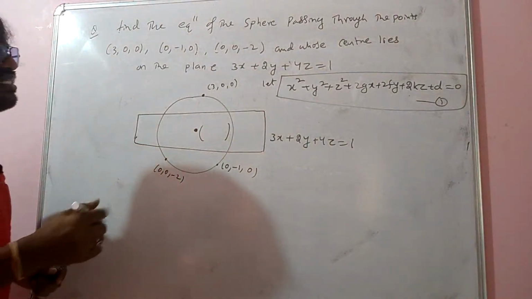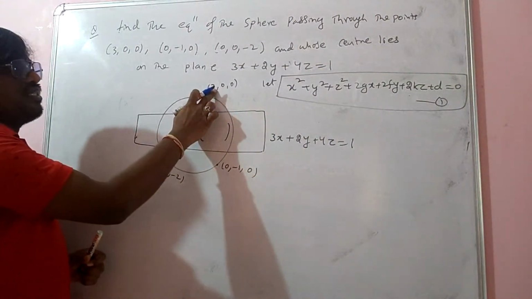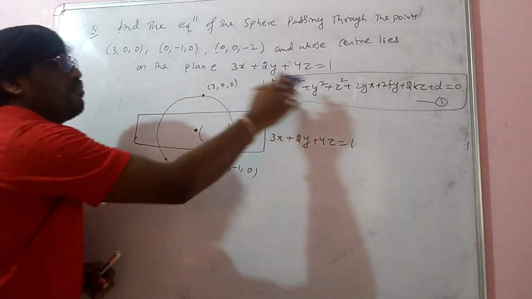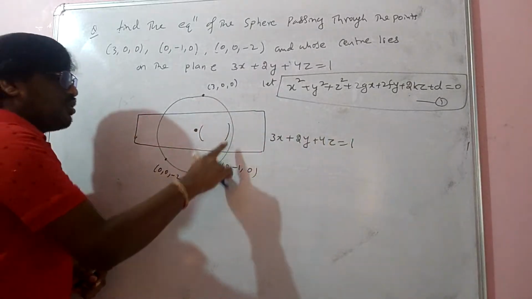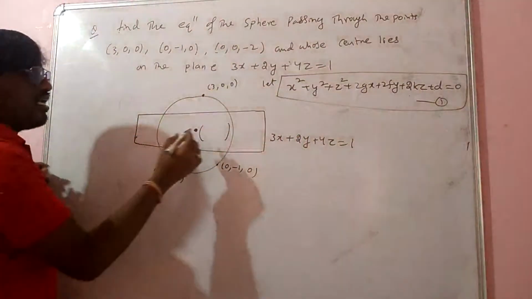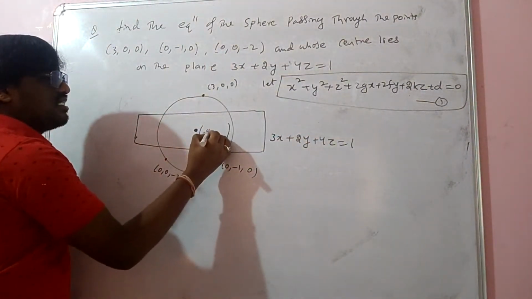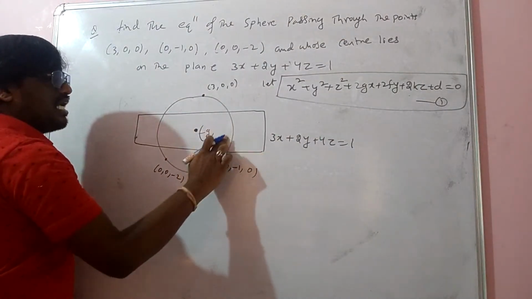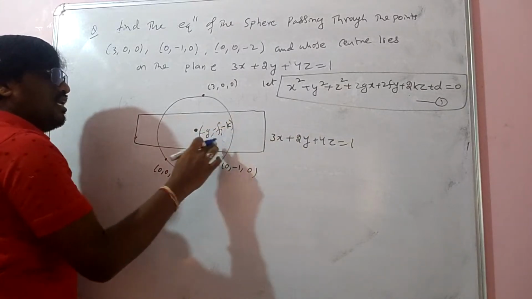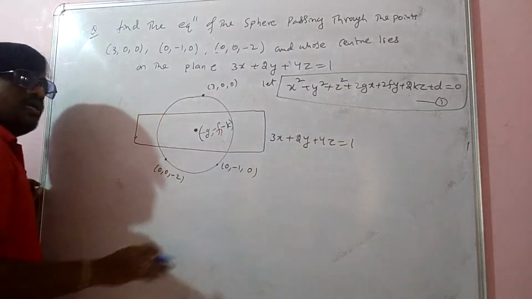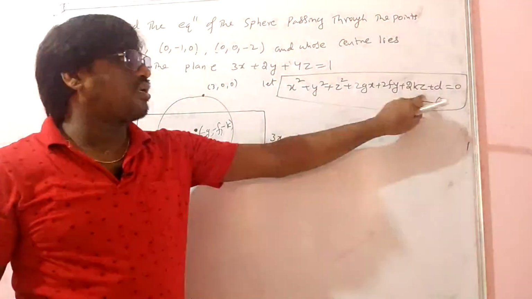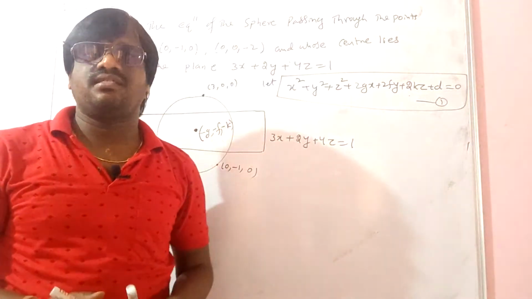And then what did they say? This sphere is passing through which points? (3, 0, 0), (0, 0, -2), (0, -1, 0). So what do you do here? Substitute each point in this equation, and you get one equation each. What is the center here? The center is (-g, -f, -k). Substitute it in the plane and you get one equation. Totally you will get 4 equations. If you solve these 4 equations, you will get these 4 constant values. That is your final. Are you getting it?